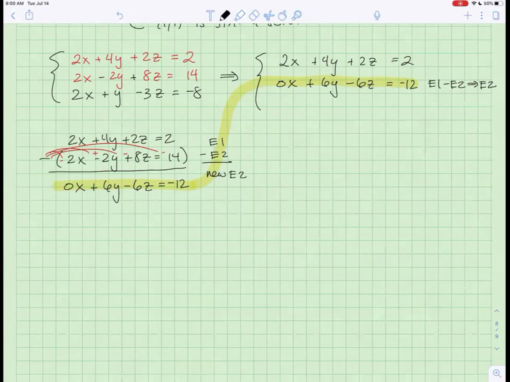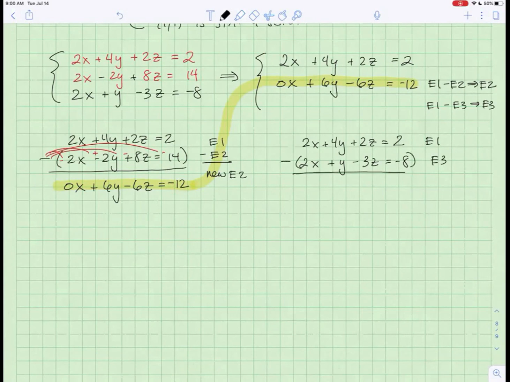The next elementary row operation I'm going to do is very similar. I'm going to do equation number 1 minus equation 3 and make that my new equation 3. So that's going to look like this. 2x plus 4y plus 2z is equal to 2. That's equation 1. Equation 3 is 2x plus y minus 3z is equal to negative 8. That's equation number 3.